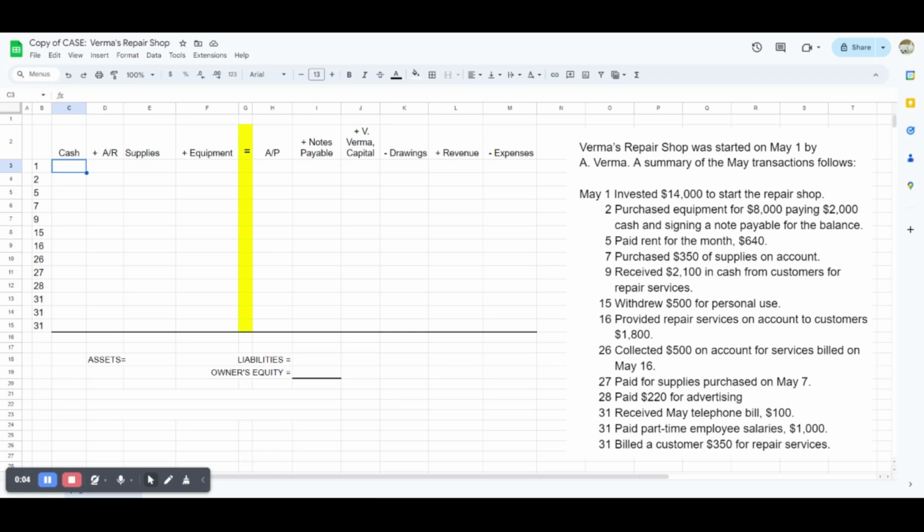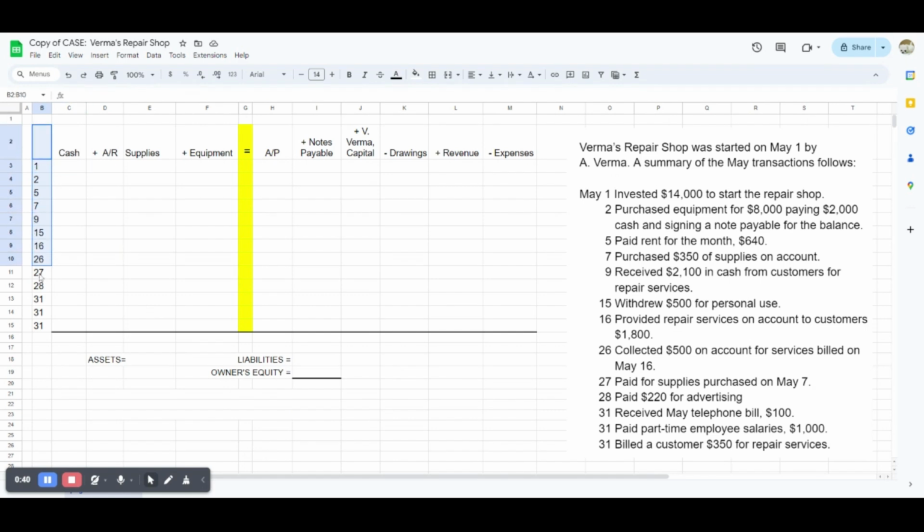In this video, I will show you two examples of how to do a transaction analysis with an equation analysis sheet. So on the left right now, this is the equation analysis sheet, and on the right is a question. You should already know what assets, liabilities, and owner's equity are. Let me just explain the equation analysis sheet a little bit.